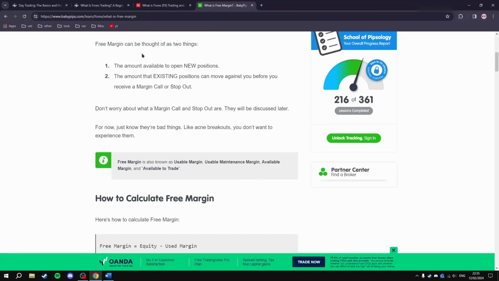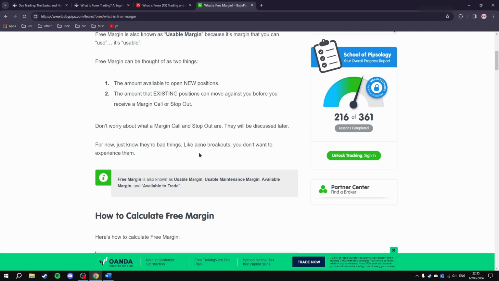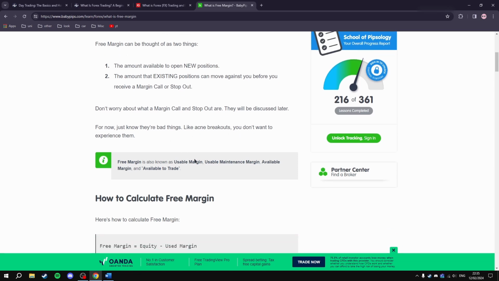Don't worry about what a margin call and stop out are. They will be discussed later. From now, just know they're bad things, like acne breakouts. You don't want to experience them. Free margin is also known as usable margin, usable maintenance margin, available margin, and available to trade.